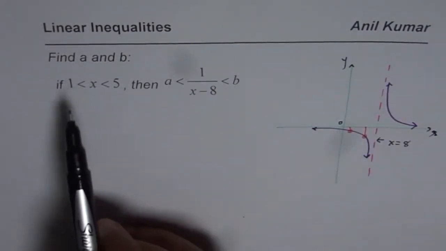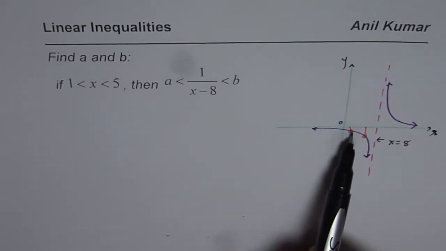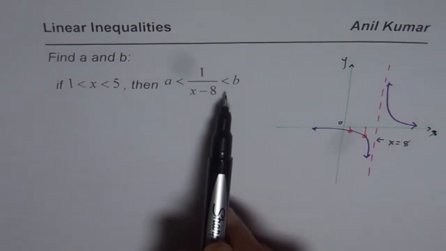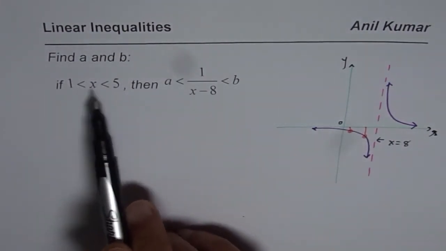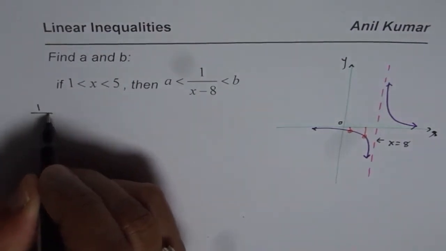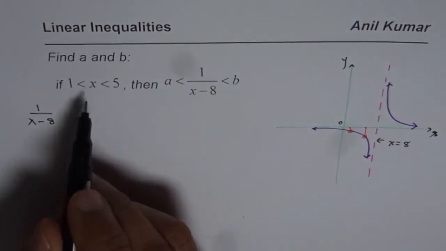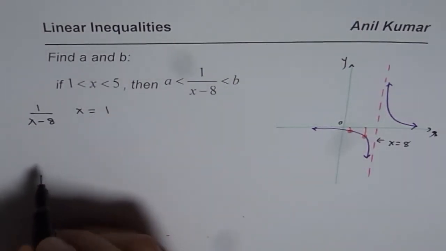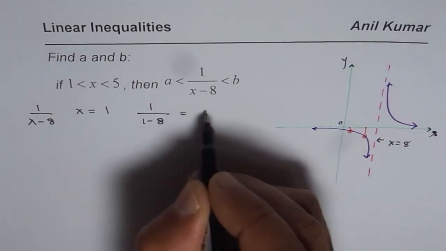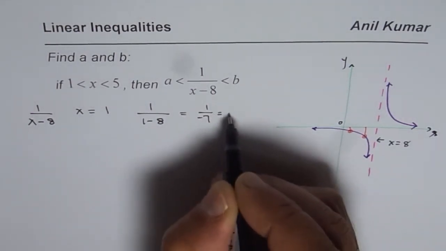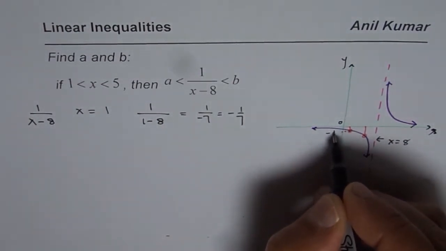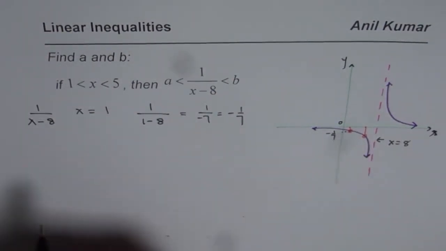Now since this part between 1 and 5 is always decreasing, we can directly find the solution to this question by substituting these values 1 and 5 in 1 over x minus 8. If I substitute x equals 1, I get 1 over 1 minus 8, which is 1 over minus 7, or minus 1 over 7. So this point here can be minus 1 over 7. Is that okay? That's the y value.